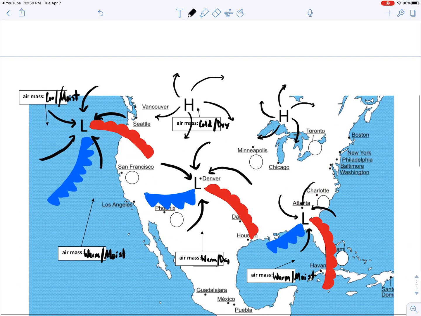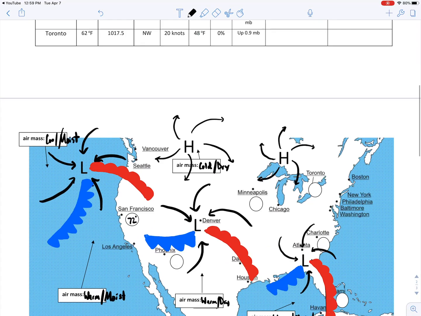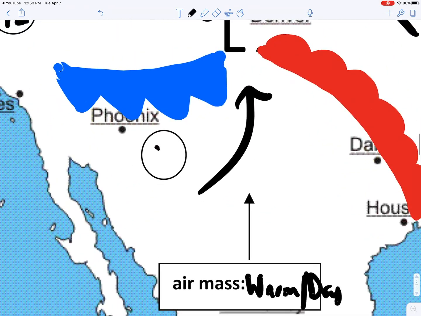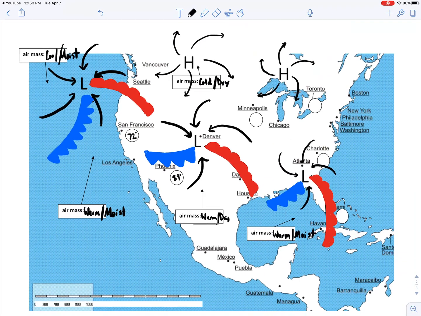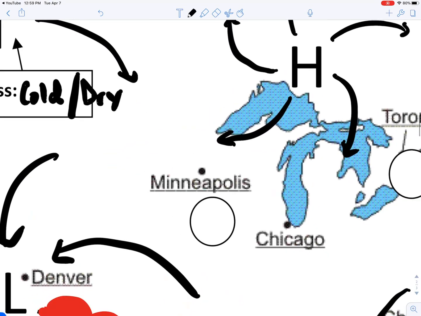And let's go San Francisco. San Francisco, they say, is 72 degrees. So I'm just going to put 72 degrees right here. Phoenix is 89. Oh, yeah, balmy. 89 degrees in Phoenix.